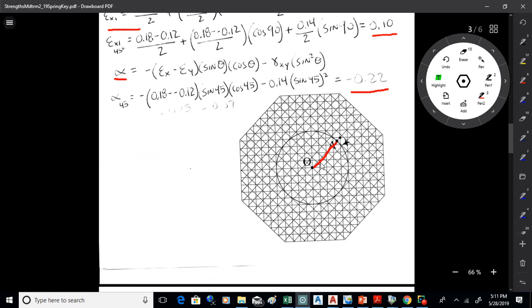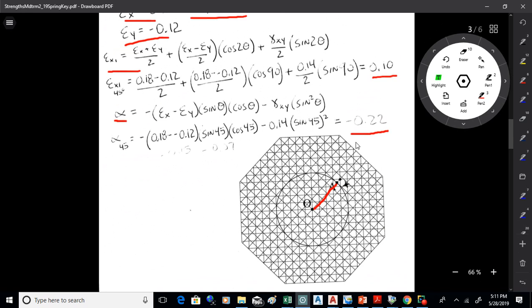Each large square is 20% of the radius because there's 5 large squares in the radius. So it lengthens out in the 45-degree direction, 0.1. So that's about half of a large square. The negative on the alpha means clockwise. That's 0.22. So that comes over a little bit more than 1 large square there for the alpha. So there's the final position there of point A.